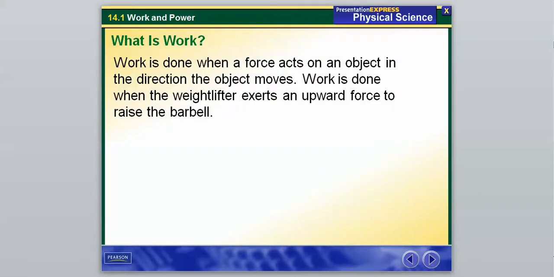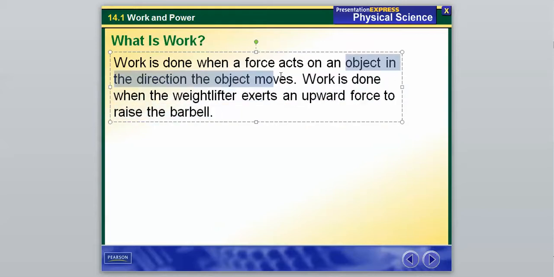And then this is our next one, just going to explain this a little bit more, because it seems backwards that, okay, you're holding it up there, you're obviously doing work to keep it up there, but from a physics standpoint, that is not true. Because work is done when a force acts on an object in the direction the object moves. That's the big thing. It has to be in the same direction that the object moves. And work is done when the weightlifter exerts an upward force to raise the barbell, which I just said.